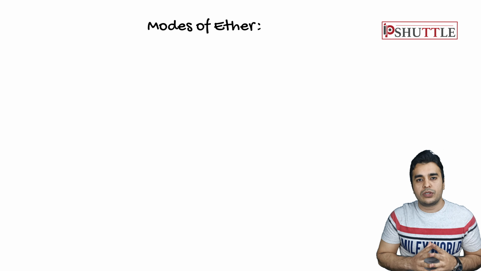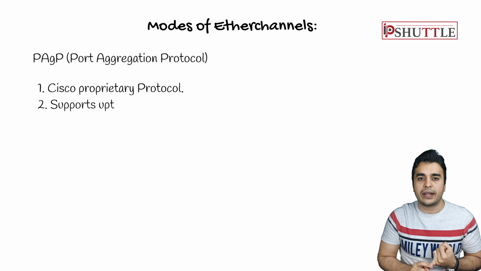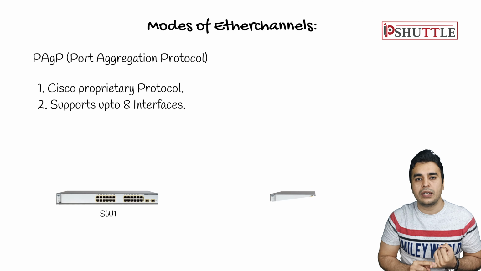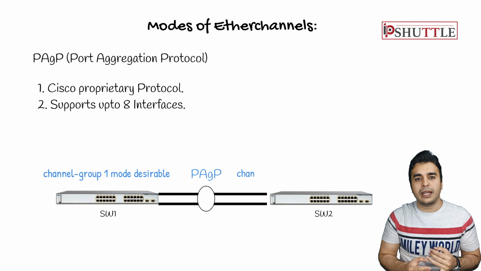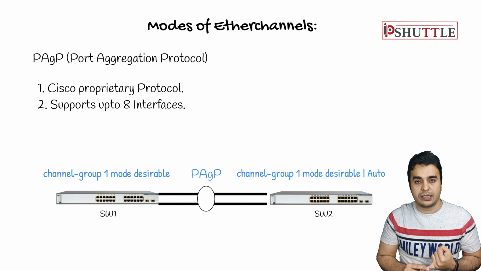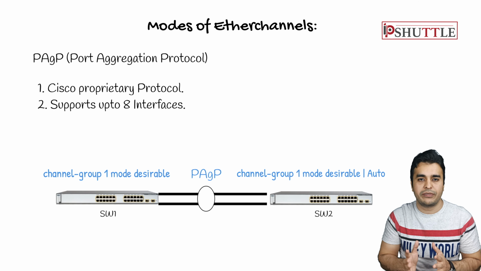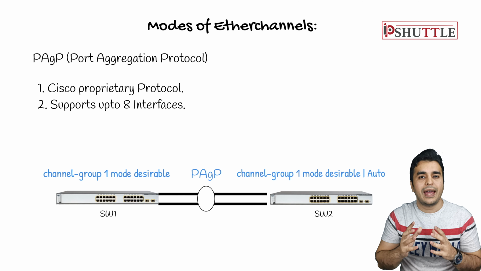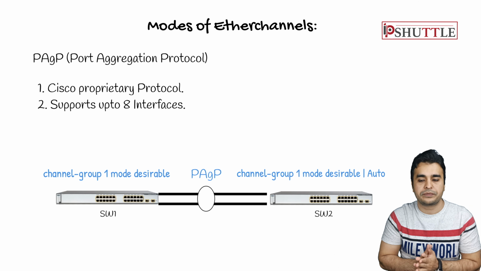When it comes to the modes of ether channels, there are two modes of ether channel. One is PAgP, port aggregation protocol. The second one is LACP, link aggregation control protocol. PAgP is a Cisco proprietary protocol, and it can support up to 8 interfaces. All right, just keep in mind, this is the major difference between both of the protocols. At the end, both of the protocols are going to convert physical interfaces into a logical interface.